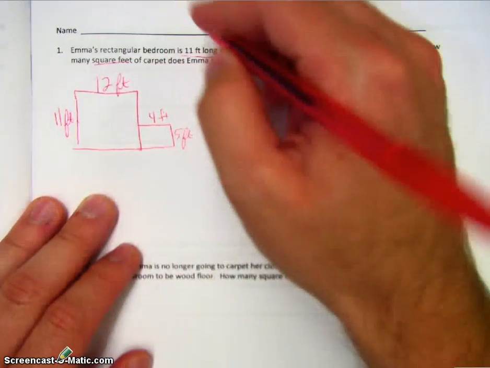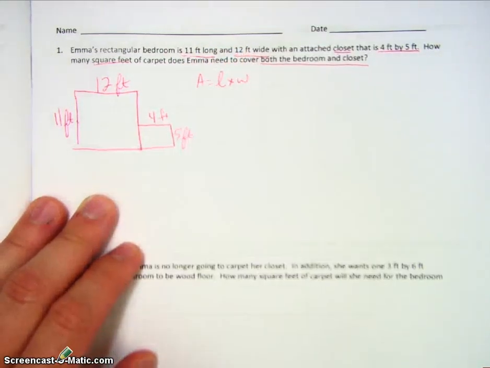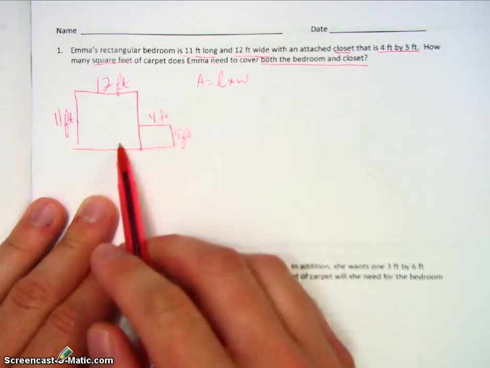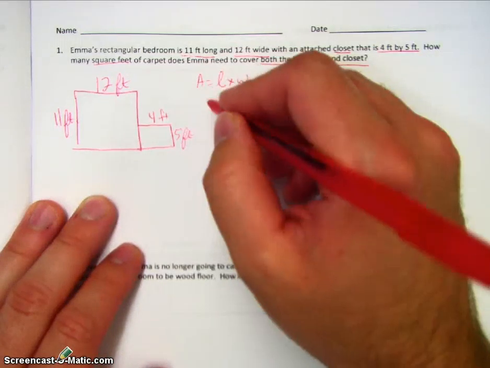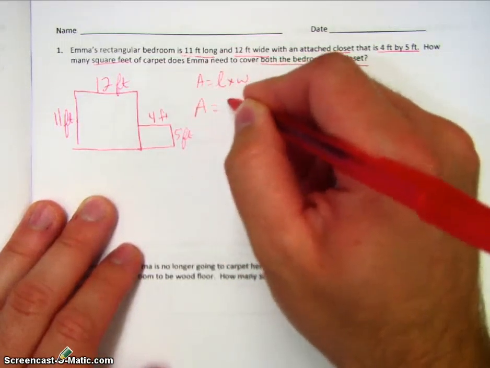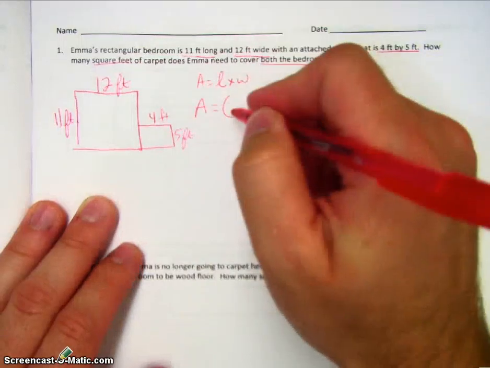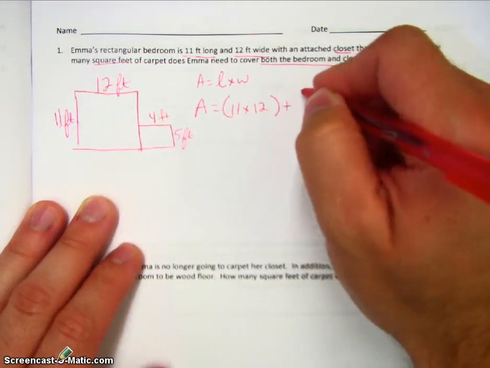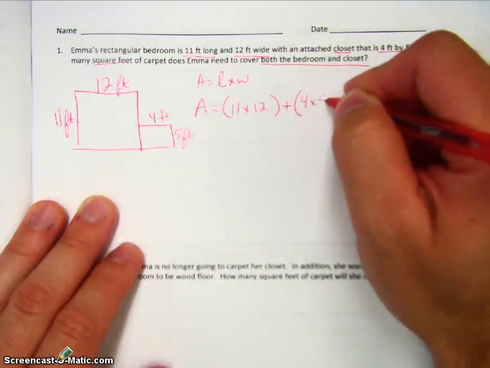Okay, now we know that area equals length times width. Now we have two different rectangles here that we're going to be combining. So in this case, we're going to actually be multiplying two different sets of numbers. So to find the area of this, we're going to use some parentheses. Because we have 11 times 12, and that'll get us the area of the bedroom. We're going to add that to the area of the closet, which would be 4 times 5.